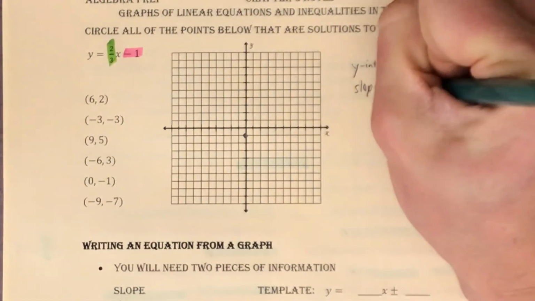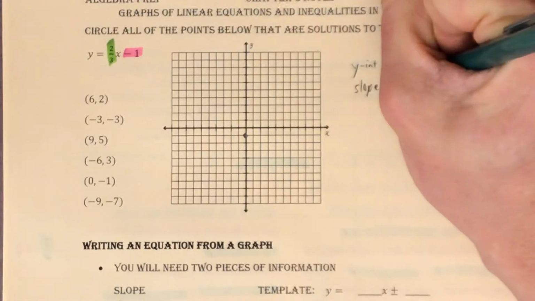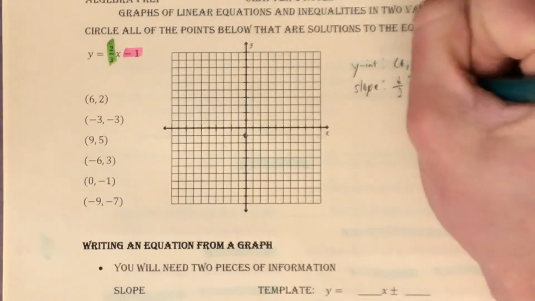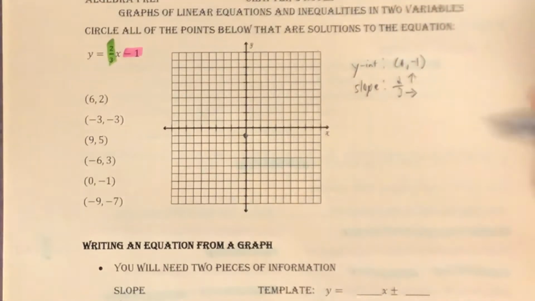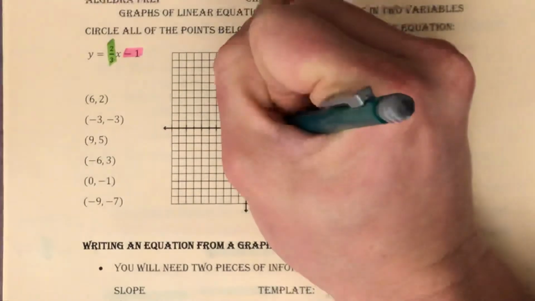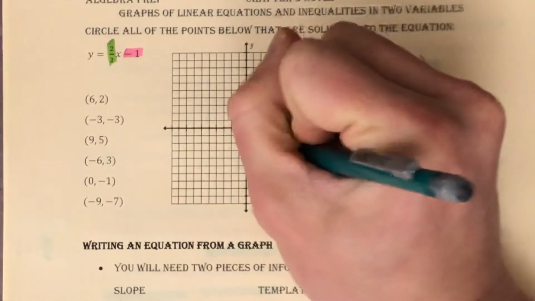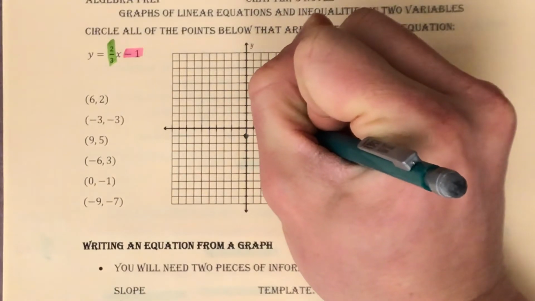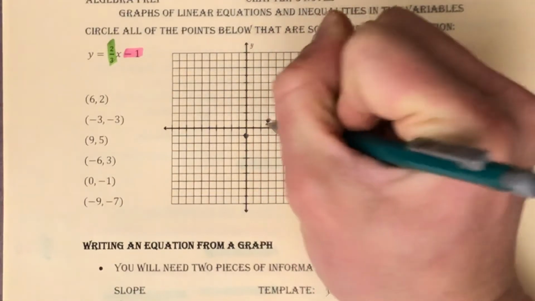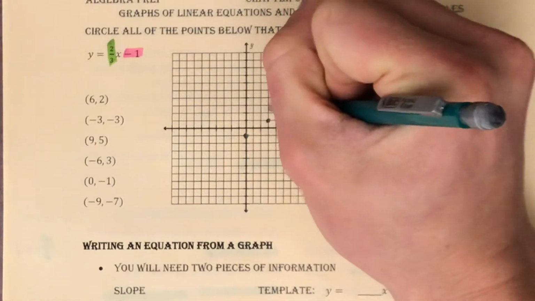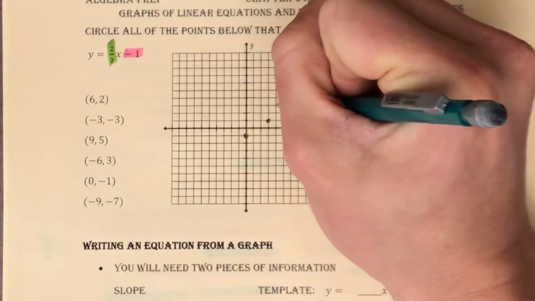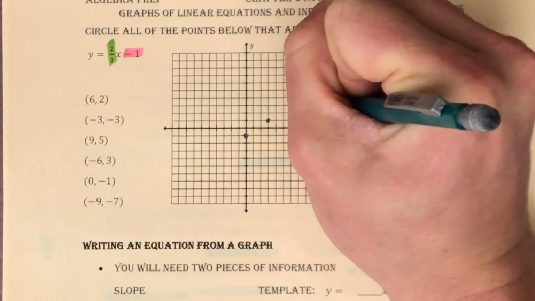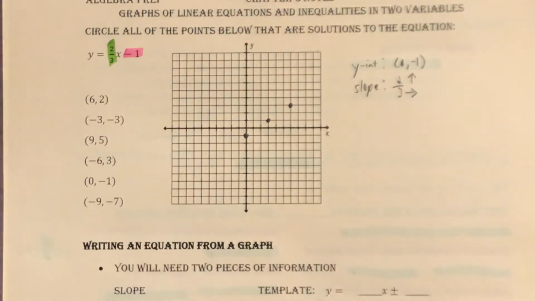And I remember that because it's a positive number on top, that tells me to rise 2. Positive on the bottom tells me to move to the right 3. So from my y-intercept, I'm going to rise 1, 2, move to the right 1, 2, 3. And there is my next point. I'm going to do it again. Rise 1, 2, move to the right 1, 2, 3. And there I've got my 3 minimum points that I need.